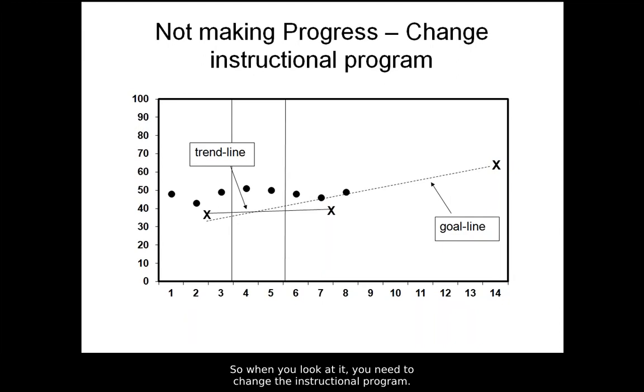So you need to change the instructional program. Kelly's not making progress. Why isn't she making progress? Well, is it that she needs different accommodations or modifications? Is it that she needs a different reading program? Does she need different writing instruction? Does she need some one-on-one or some small group math instruction?